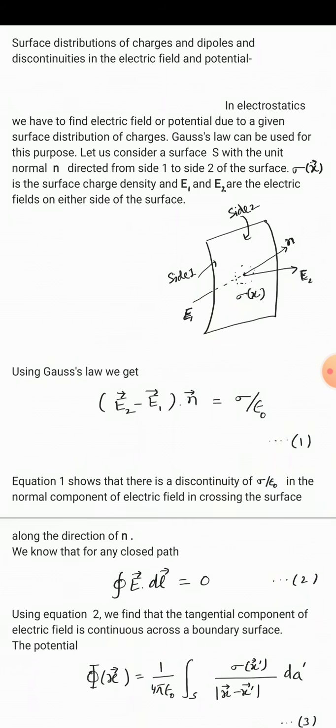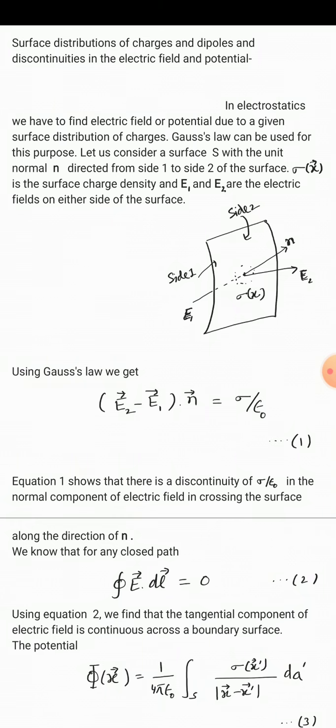Now for any closed path, we know that the line integral along the closed path of the electric field E dot dl will vanish as given in equation number 2. So using equation 2, we can find that the tangential component of the electric field is continuous across a boundary surface.